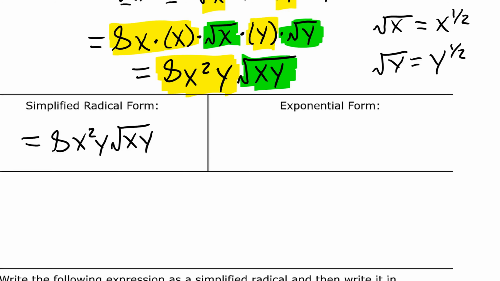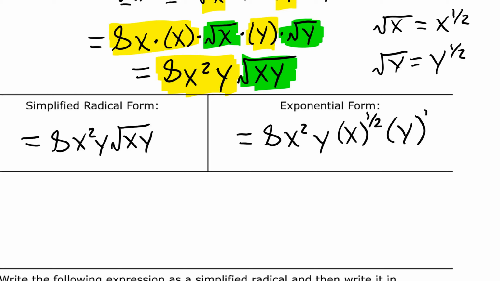Okay, let's see. This will be equal to 8x squared y times x to the 1/2 times y to the 1/2. Okay, and let's actually take this a step further. If I multiply two things together and they have the same base, like these two terms here, I can add their exponents to simplify them further.